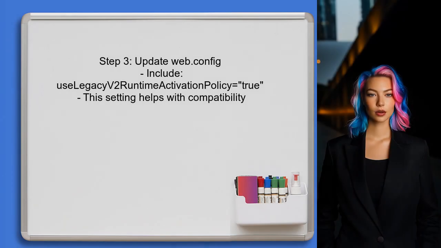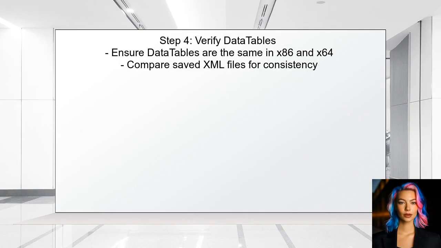The user should also verify the settings in the web.config file. It's crucial to include the line that enables legacy runtime activation. This can help resolve compatibility issues with Crystal Reports. Additionally, the user should ensure that the data tables being used are consistent across both x86 and x64 environments. They can do this by comparing the data tables saved in XML format to confirm they are identical.